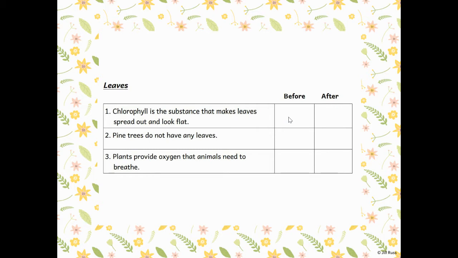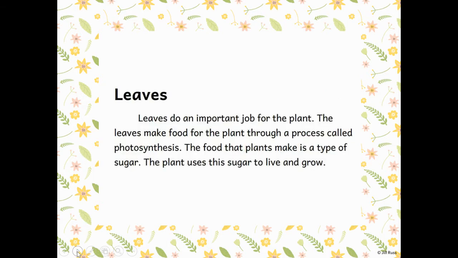All right, so now that we've got our brain thinking, let's go ahead and go to our reading. And we are on page 68 in our reading where it says leaves at the top. Follow along with me and we'll talk as we go. Leaves do an important job for the plant. The leaves make food for the plant through a process called photosynthesis. The food that plants make is a type of sugar. The plant uses this sugar to live and grow.